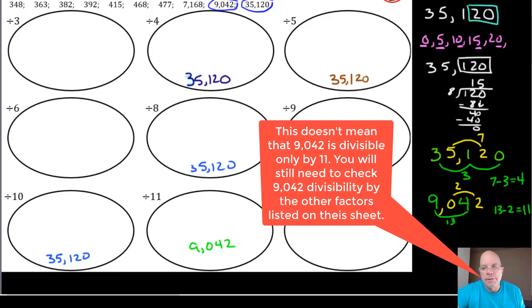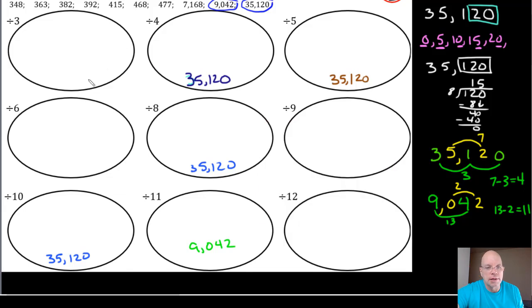Divisibility by 12: the rule for divisibility by 12 is that the number must be divisible by both 3 and 4. And while our number is divisible by 4, it's not divisible by 3, and so it cannot be divisible by 12. I hope that helped you with the assignment.